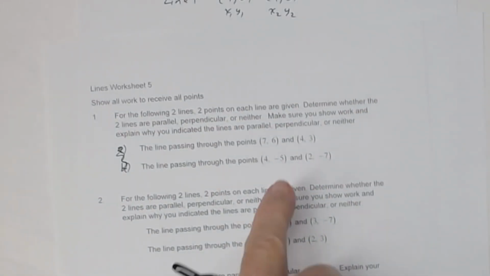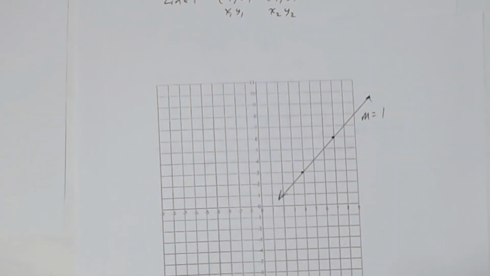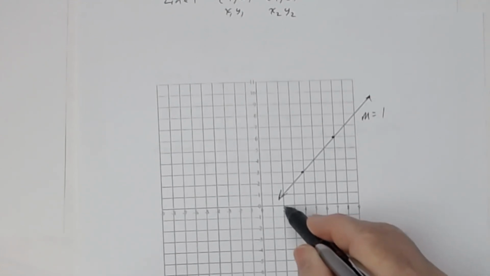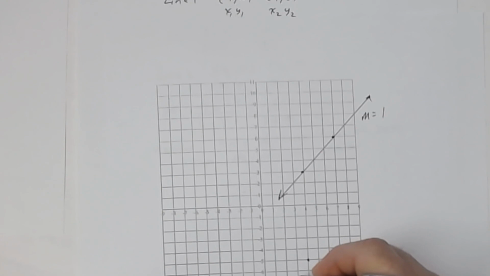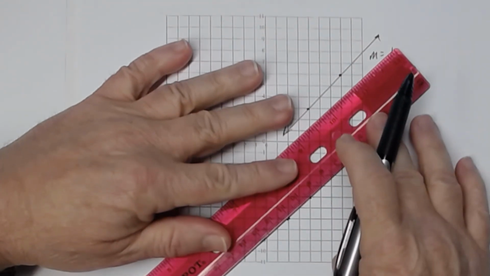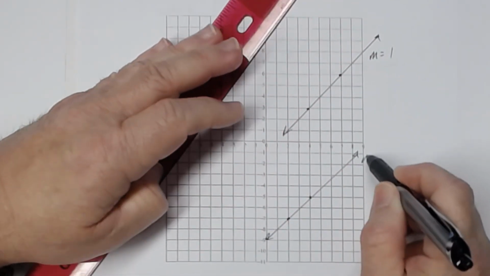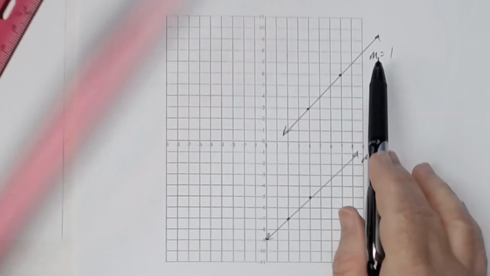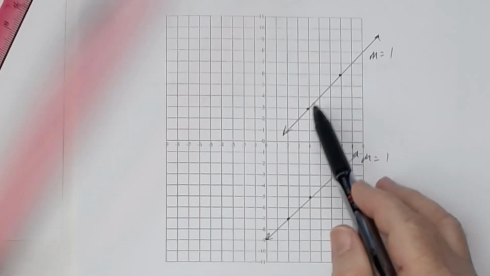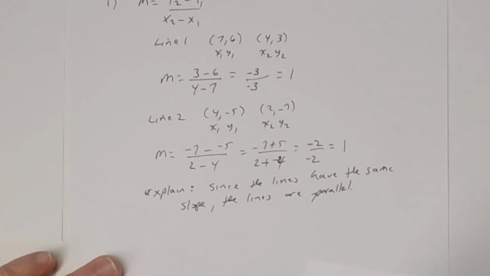The other line had these points, 4, -5, and 2, -7. So let's do that one. So 4, -5 is here, and then 2, -7 is here, right here, and then when I draw that line, you were also told that the slope is +1. So the slopes are the same, so that means that these lines should be parallel, and they kind of look parallel, right? So these look parallel lines. All right, but this is what you have to do.